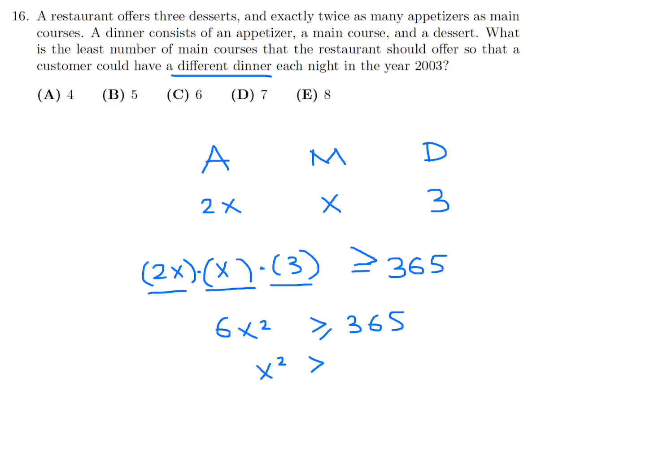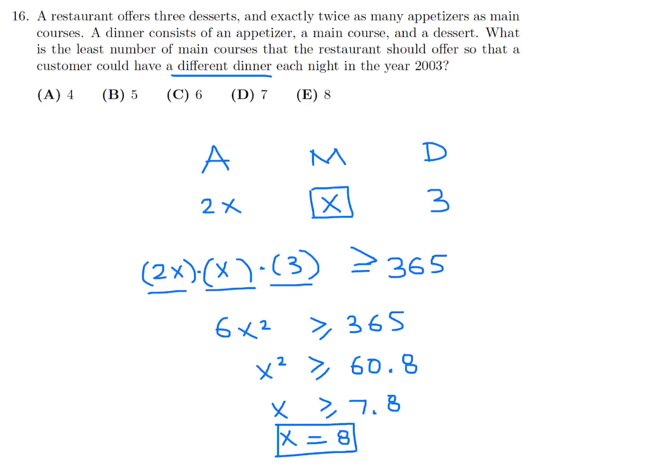X squared, therefore, is greater than or equal to 365 divided by 6, which is a little bit over 60. 60 point something. 60.8 maybe. And therefore, if you take the square root, you'll get about 7.8. So that means X has got to be greater than 7.8. And X represents the number of main courses. So the minimum value for X is going to be 8.